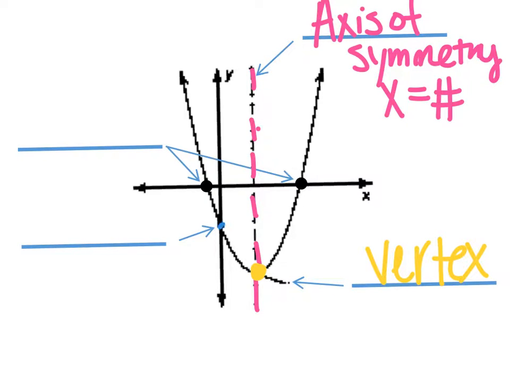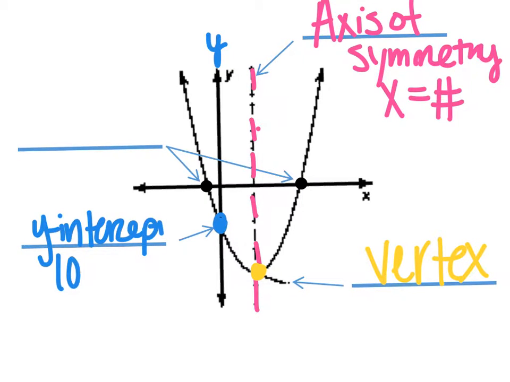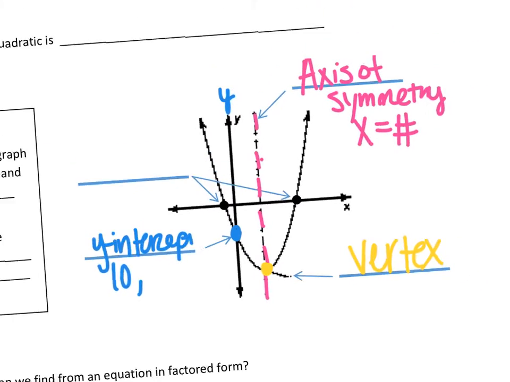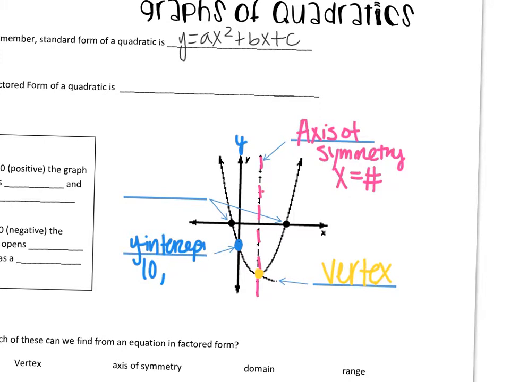And then over here on the y-axis, I have my y-intercept. Remember that my y-intercept is always in the form of 0 and then some number, and specifically, that number is always c when it is written in standard form. So my y-intercept is the ordered pair (0, c).